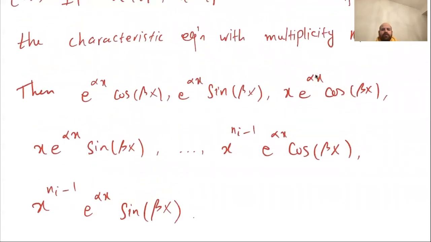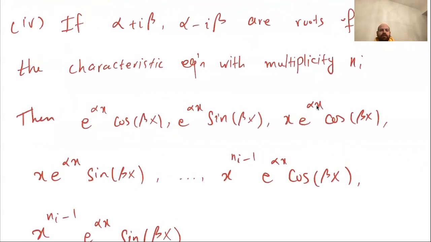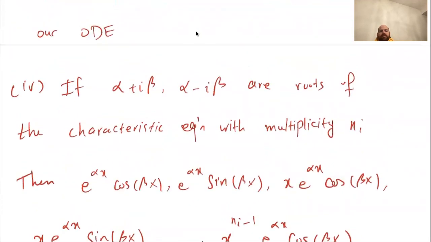So these will be the solutions that we have to consider, the linearly independent solutions corresponding to these roots of the characteristic equations. So we covered all possibilities here. Either you have simple real roots or simple complex roots, or repeated real roots or repeated complex roots. So we considered all possibilities here.